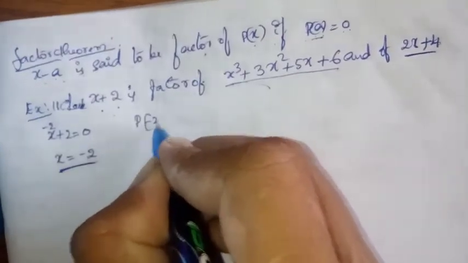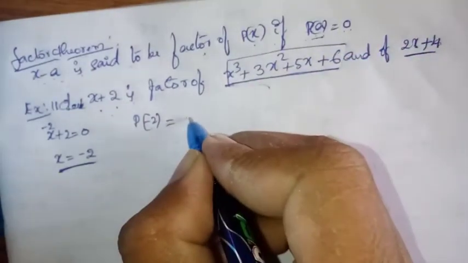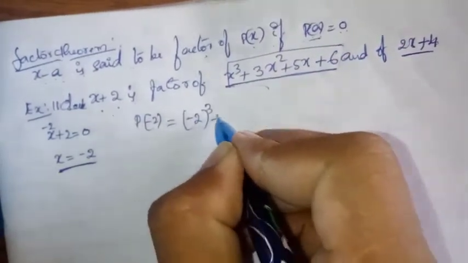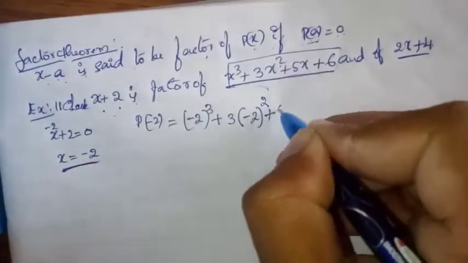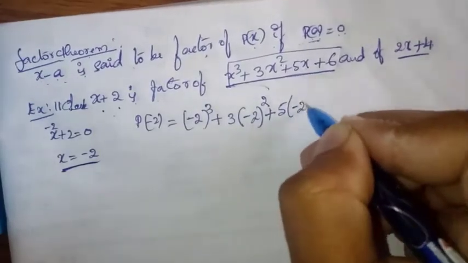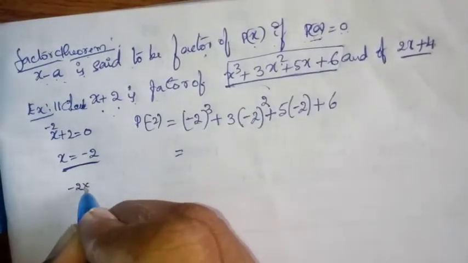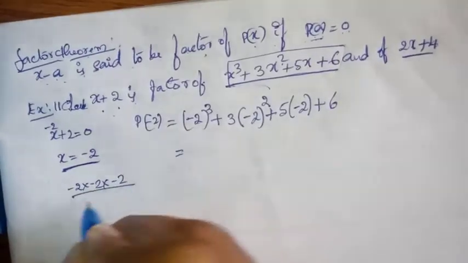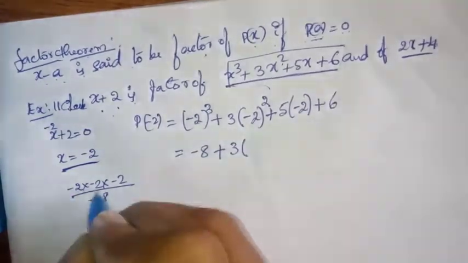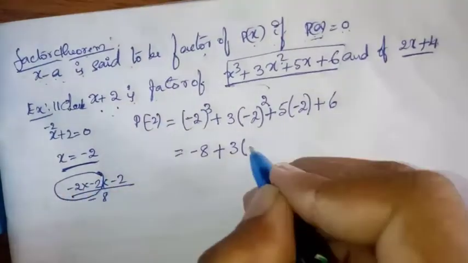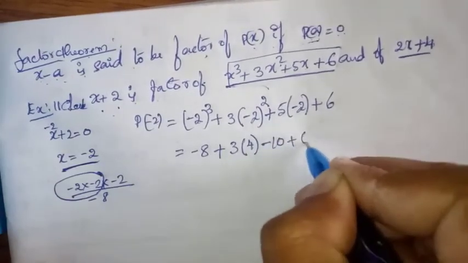Then p of minus 2. I am considering only this one first. x cube, that's minus 2 whole cube, plus 3 into minus 2 whole square, you have to write square, minus 5 into the value of x, minus 2, plus 6. Now simplify. Minus 2 cube is minus 2 into minus 2 into minus 2. Yes or no? That's minus 8. Minus 8 plus 3 into, minus into minus is plus, 2 square is 4. Here plus into minus, minus 10 plus 6.